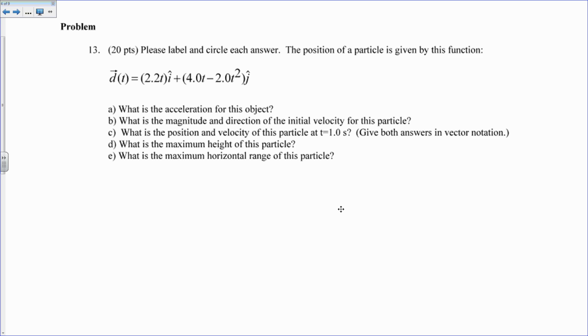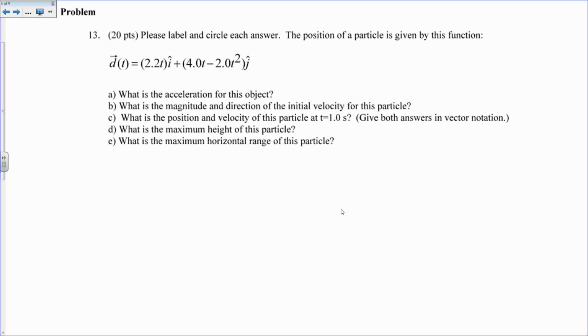All right. Position of a particle is given by this function. What is the acceleration for this object? We might just be able to look at this and see that the acceleration is going to be twice this number. But let's just go ahead and do the velocity and acceleration functions. The velocity is going to be 2.2i plus (4 minus 4t)j. Excuse me, that should be outside of the parentheses. And the acceleration then is going to be negative 4j.